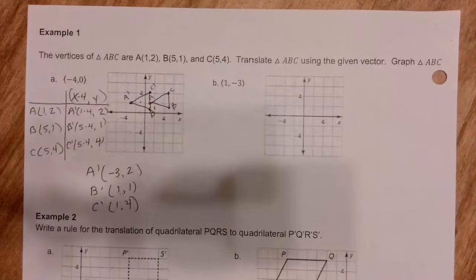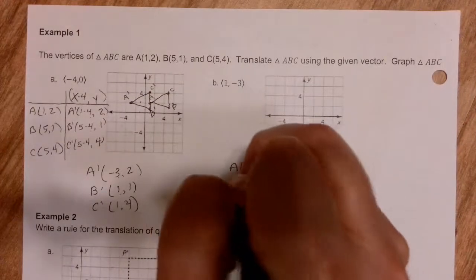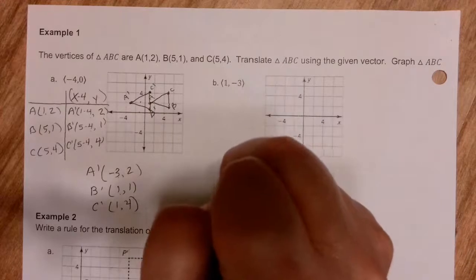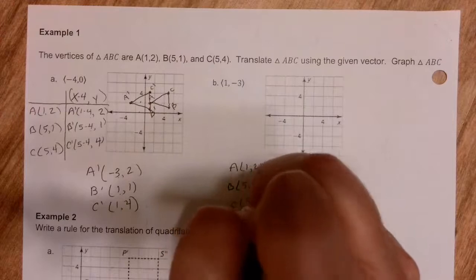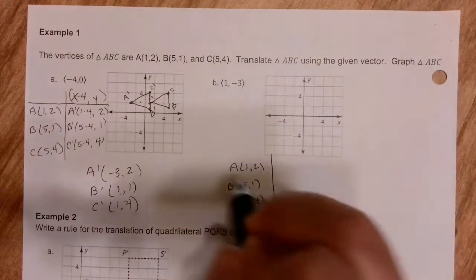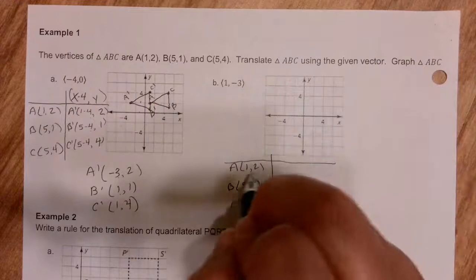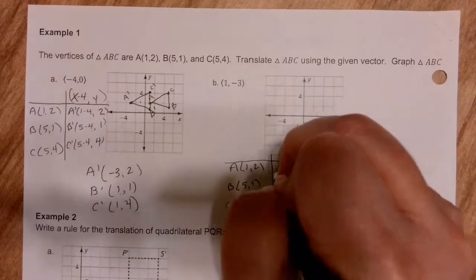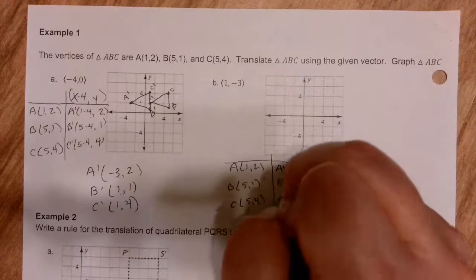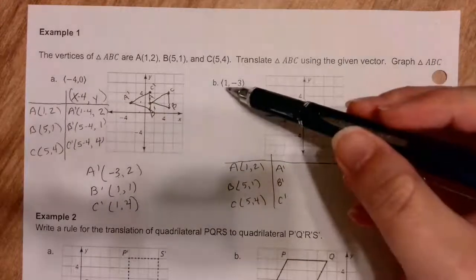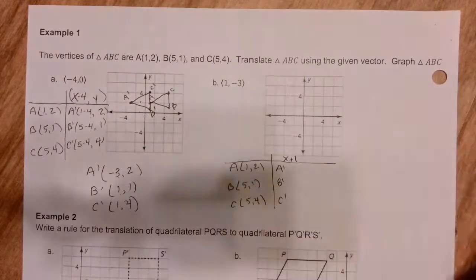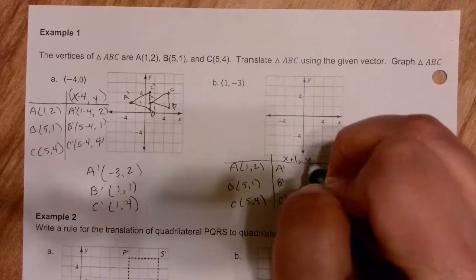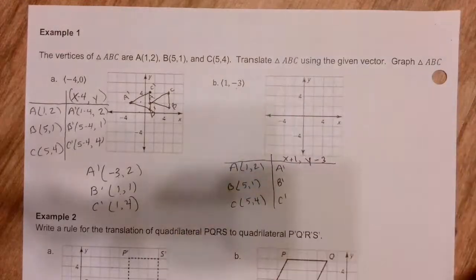Let's try example B. A is 1, 2. B is 5, 1. C is 5, 4. A, B, C turn into A prime, B prime, C prime. Here the vector is 1, negative 3. That means we're going to take x and add 1 to it, and we're going to take y and subtract 3. That's going to be what we do.